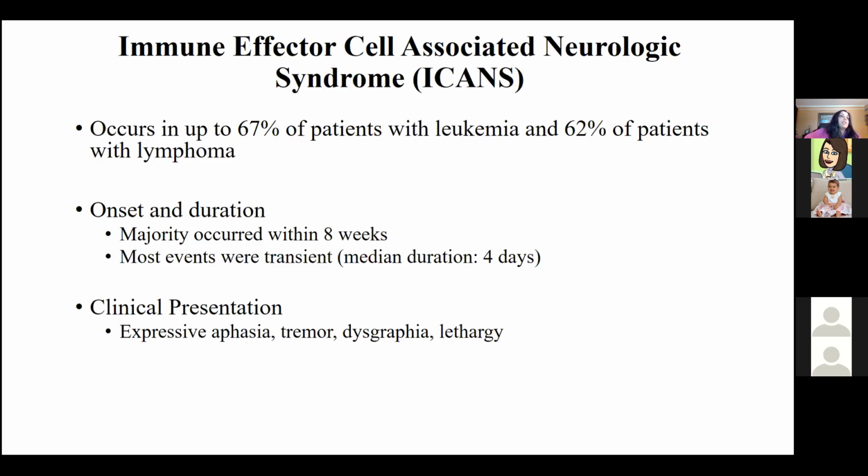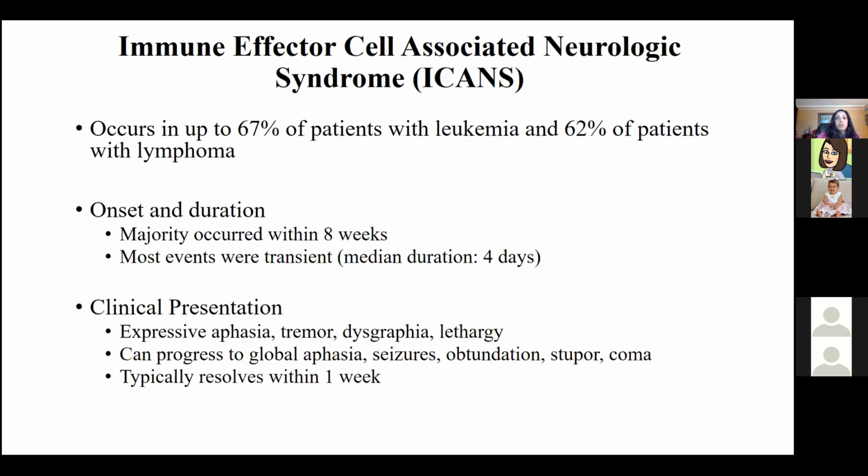Clinically, patients often present with progressive neurologic symptoms. So they will sometimes present with mild confusion, expressive aphasia, possibly tremor, dysgraphia, lethargy. They can progress to more serious symptoms: global aphasia, seizures, stupor, coma. Typically it does resolve within 1 week. And from my experience with the patients I've seen who have had the severe grade 3 or 4 ICANS, they typically don't seem to remember anything that happens during this time. And as far as we know, there doesn't seem to be any long-term neurologic side effects.